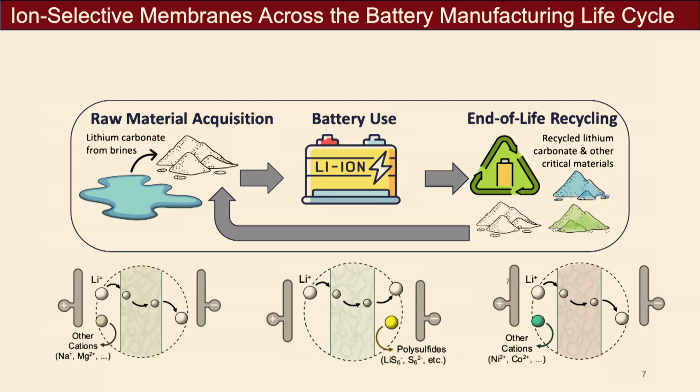Now, interestingly, these membranes can be applied throughout the battery life cycle. What I just described was lithium going through, but other cations like nickel or cobalt not being able to go through. We can use this to actually make the raw materials for batteries. From some of these brines, we can get lithium to go through a membrane, but leave sodium and magnesium behind. And even in batteries, we can get lithium to go through an electrolyte, but not let competing ions through, like polysulfides.